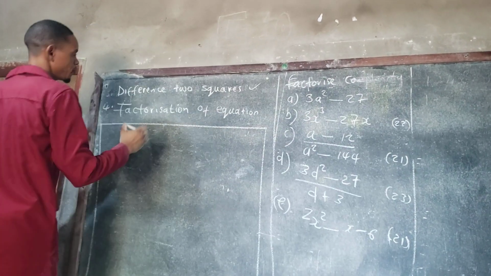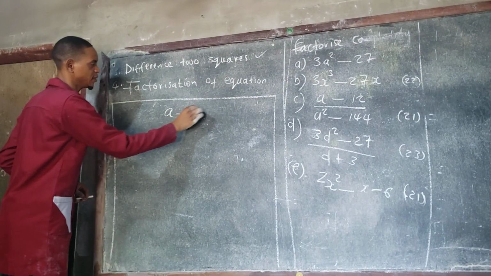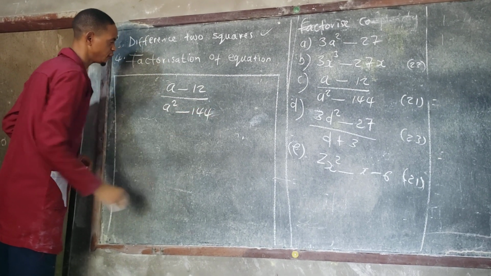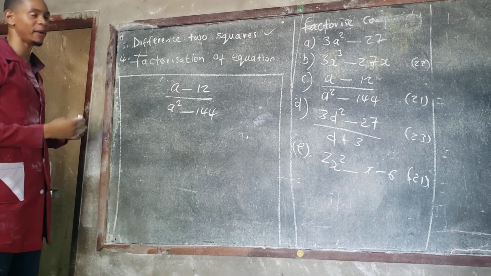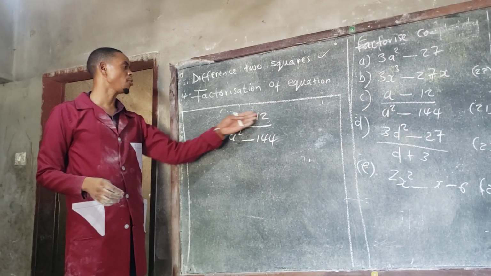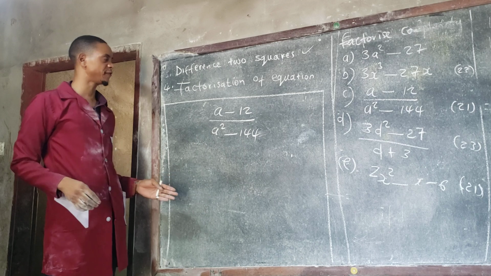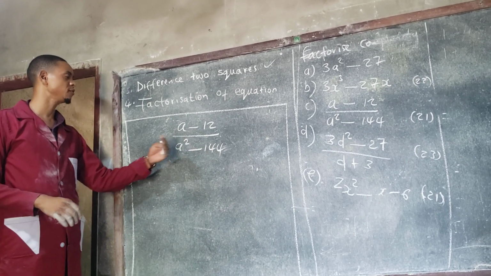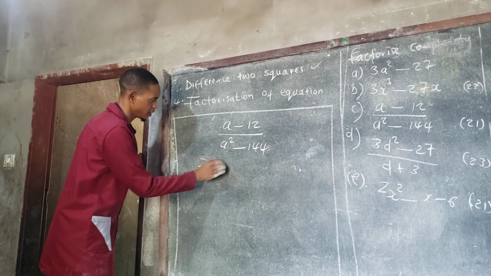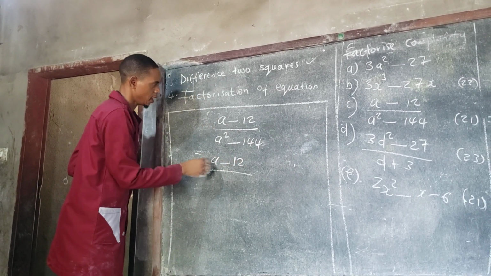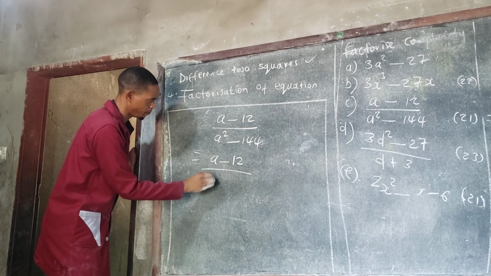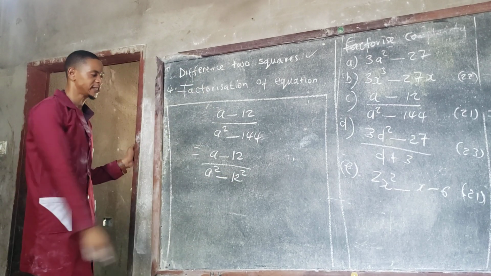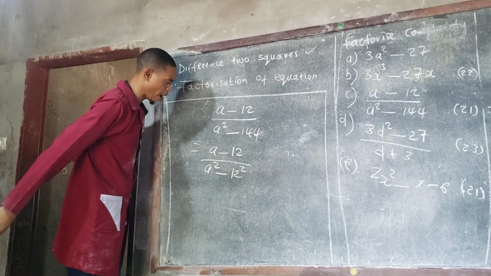Right. So here I have negative 12 over a squared minus 144. Here I don't have to waste much time. There's no common factor here. The terms are different and there's no common factor. The same applies to the denominator. So I'll go direct: equal to negative 12 over, then find the perfect square of a squared, that is a. The perfect square of 144 is 12, such that if I multiply 12 by 12, it will give me 144.